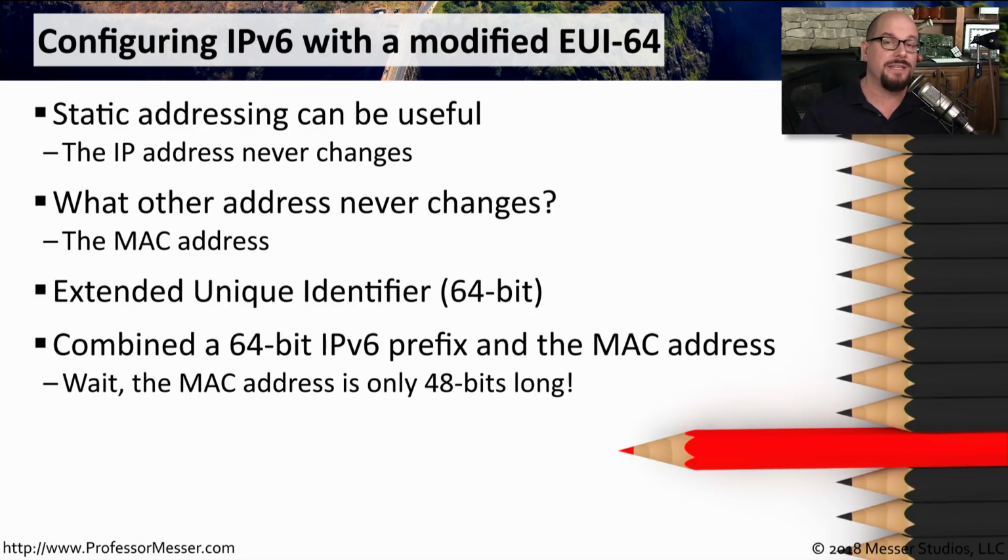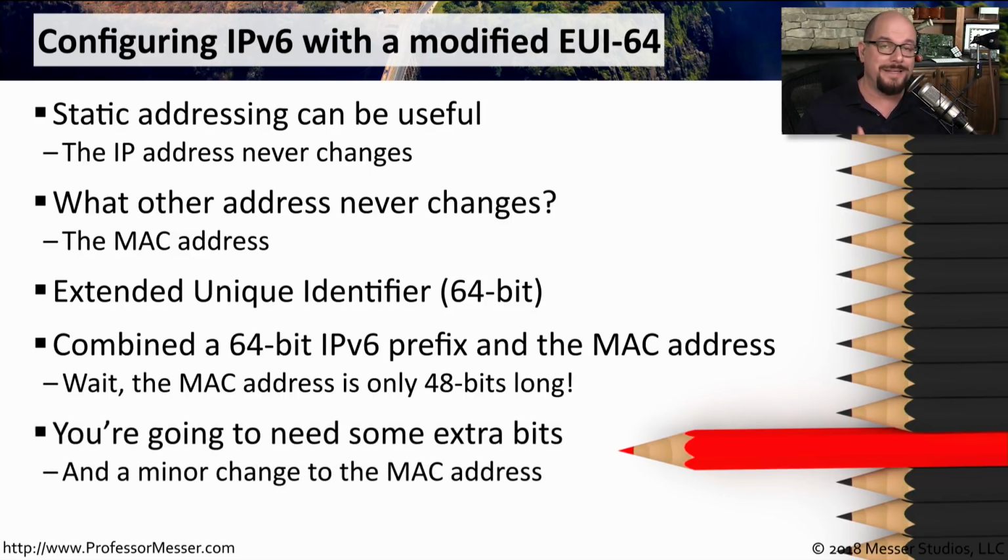Obviously, the MAC address is 48 bits long, and we need 64 bits to be able to create the static IP version 6 address. This means that we're going to need some extra bits to use for this particular static IP address. So we're going to use that MAC address, make a minor change to it, and take that 48-bit MAC address and create from that a 64-bit EUI.